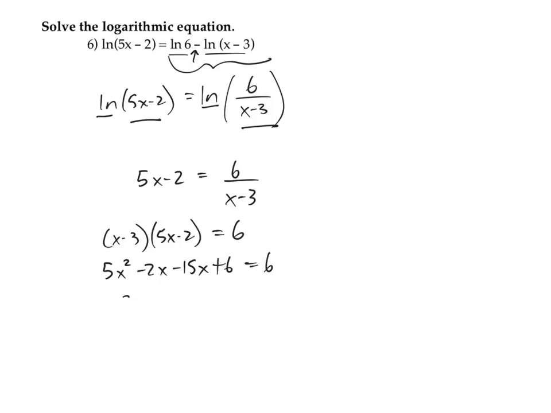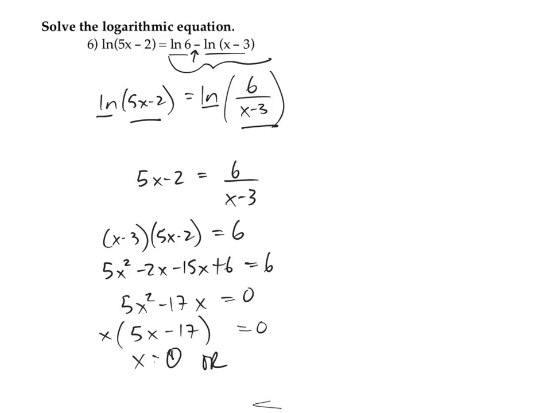Bring the 6 over, so it'll be 5x squared minus 17x. Oh, they cancel. Equals 0. Then I can factor an x out. So 5x minus 17 equals 0. So either x equals 0, or x is equal to positive 17 over 5.